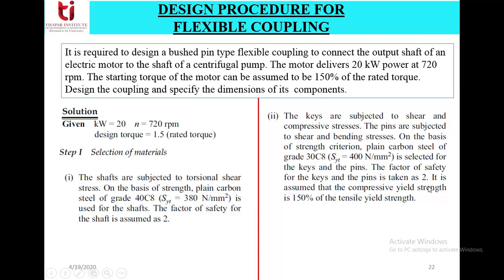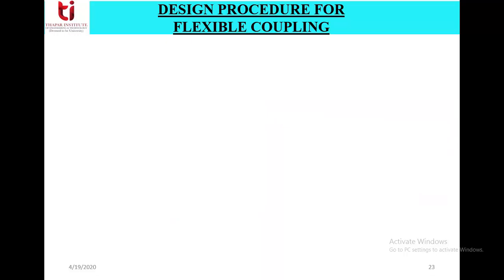Also, we assume that compressive yield strength is 150% of tensile yield strength. That is one assumption which we take, because we are designing on the basis of compression, particularly for the pins. So let us assume that the compressive yield strength is 1.5 times the tensile yield strength. These are a few assumptions which we are taking up in our design.